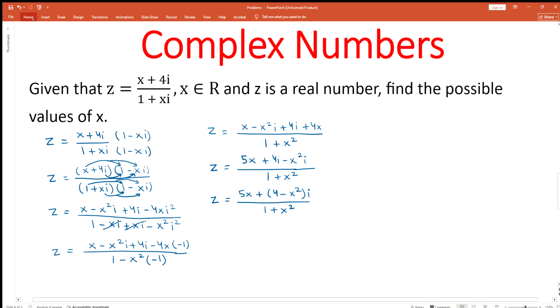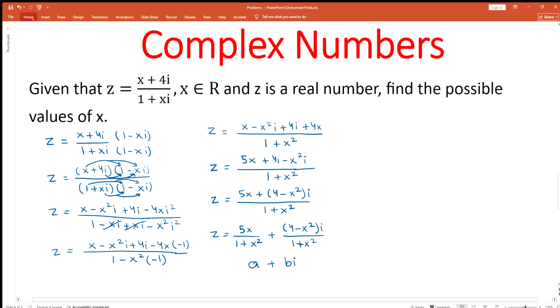Next, we can break up this expression into two fractions. The real part of this complex number is 5x over 1 plus x squared, and the imaginary part is 4 minus x squared i over 1 plus x squared. Now we have this expression for z in standard form, a plus bi.